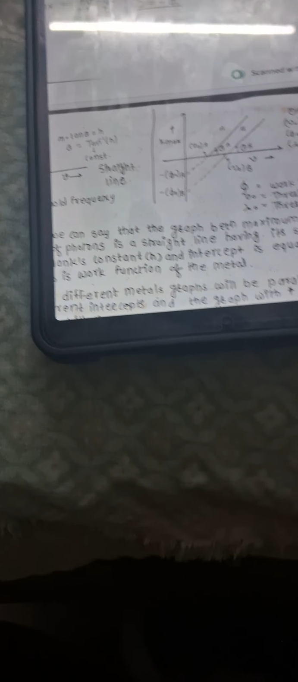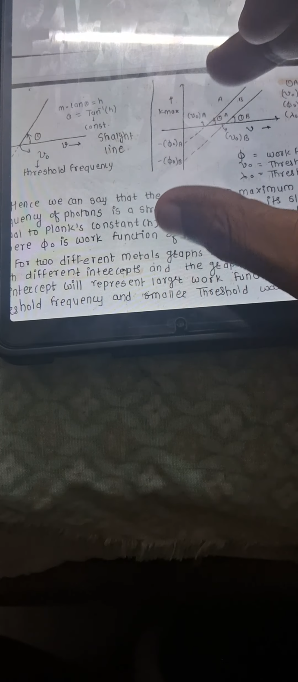So that is going to be the pattern between A and B itself. So we can say that the graph between maximum kinetic energy and frequency is a straight line having its slope equal to Planck's constant, and intercept is equal to minus of phi naught, where phi naught is the work function of the metal. So for different graphs, we can say graphs will be parallel, but different intercepts will be there.